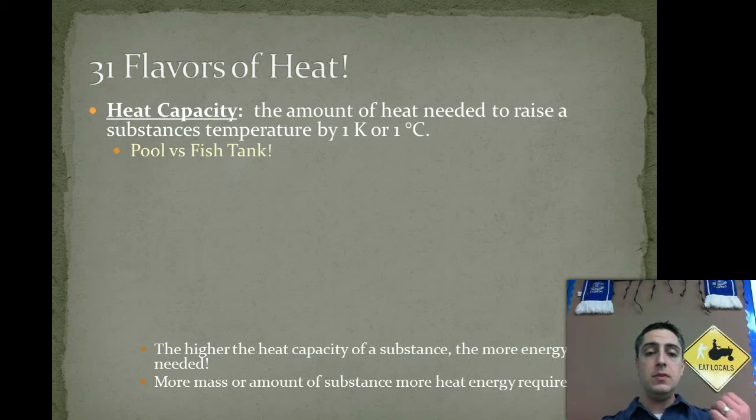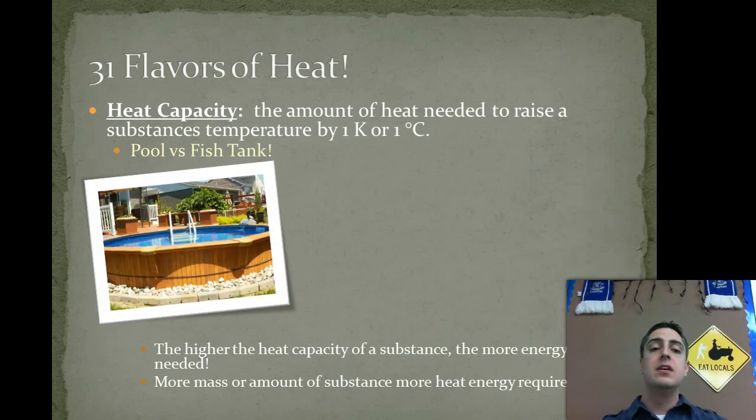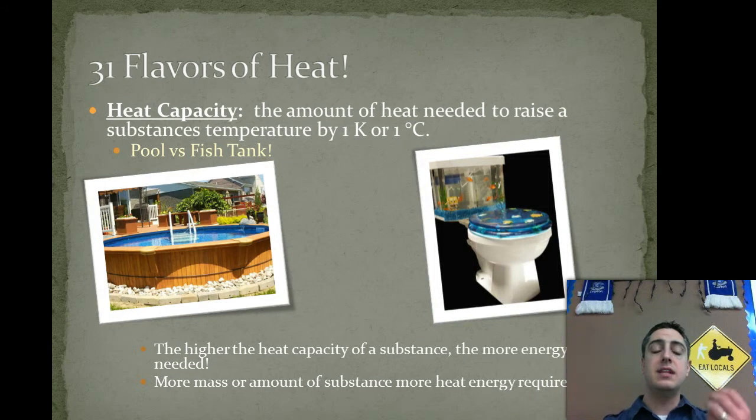So, one of the things that affects heat capacity is not only just the substance itself, but how much of that substance you have. In case in point, a fish tank takes considerably less heat to heat up and change its temperature than a swimming pool does, because of the sheer volume and mass of water that's available to you. So different substances require different heats to raise their temperatures, and different amounts of substances affect the amount of heat that's required to change their temperatures.